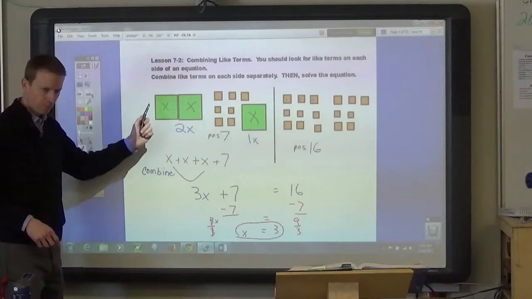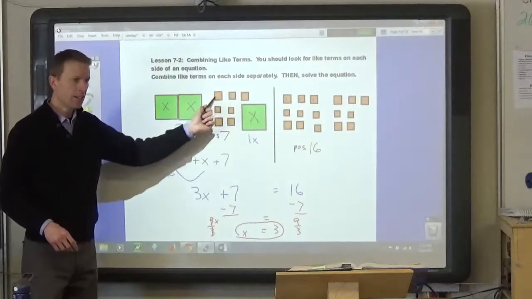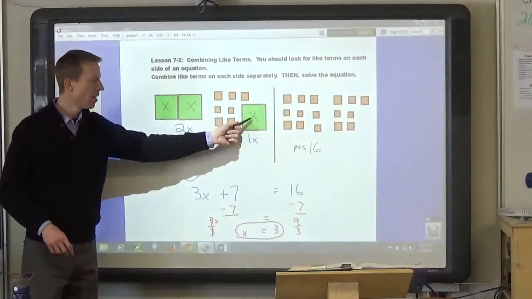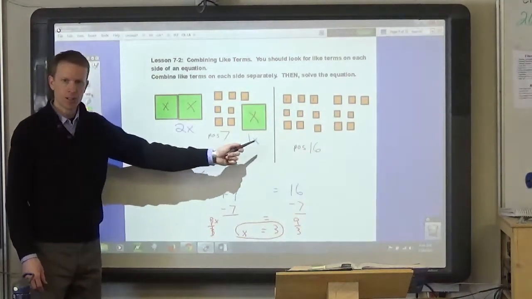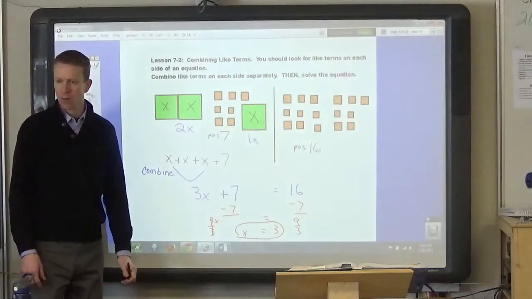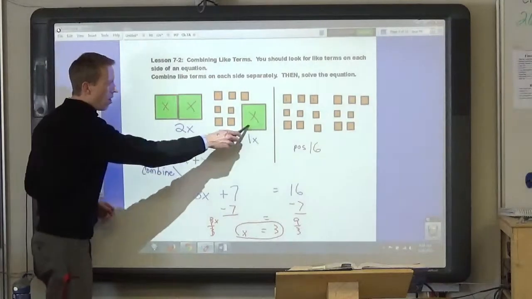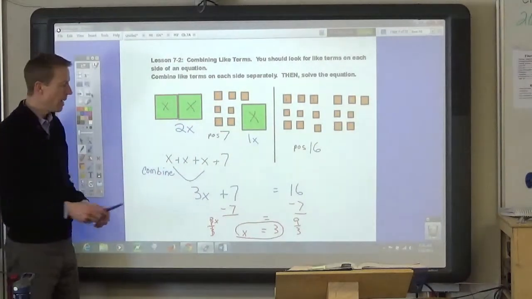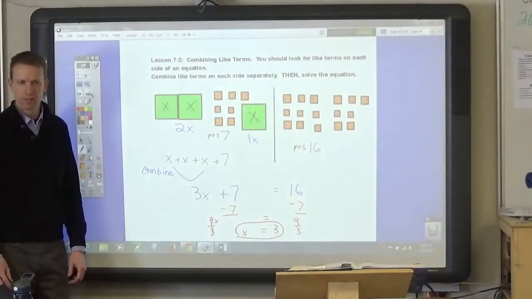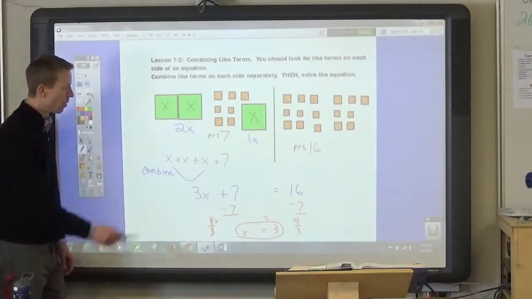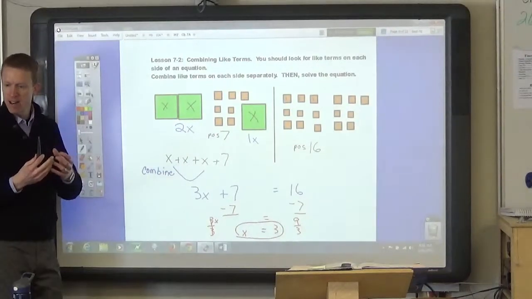Look at this model. You've got two x's, 7 positive ones, and another x. And so we have 2x plus 7 plus 1x. Well, before solving for x, it makes sense to combine all of these x terms and make this 3x plus 7 before we solve it. And that's what this is all about. We have 2x, 1x, and we can add those together because they are alike.